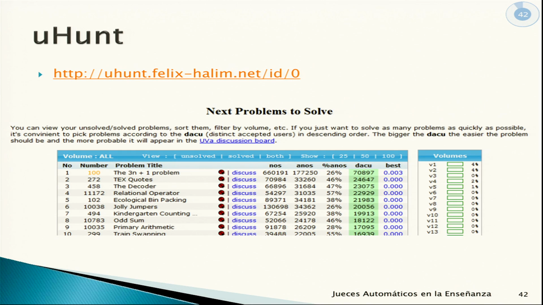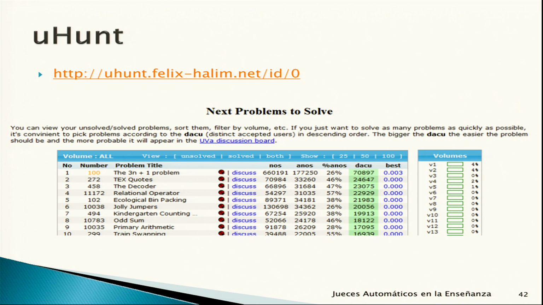Another good thing that you can find, let's say the uHunt tool, is also a hint that helps you in finding the right problem. They also use an algorithm that shows you which are the best things you can do to work on next. So I think you should use this tool for self-learning.